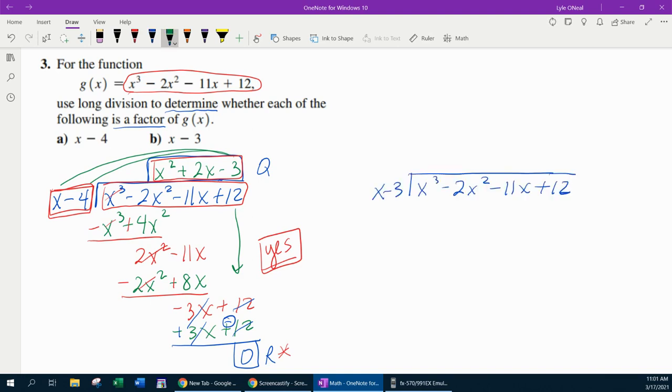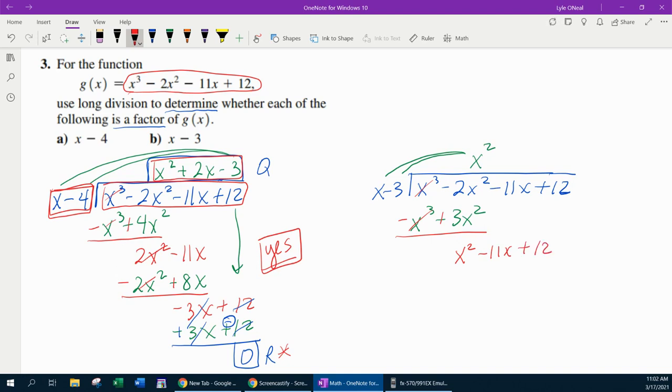Since we walked through it pretty slowly the first time, we're going to go a little bit faster this time, okay? What would I multiply x by to make x to the third? That's going to be x squared. And then we're going to distribute x squared times x to the third. X squared times negative 3 is a negative 3x squared. Draw the line, change the sign, and then combine. 3 minus 2 is 1, x squared minus 11x plus 12.